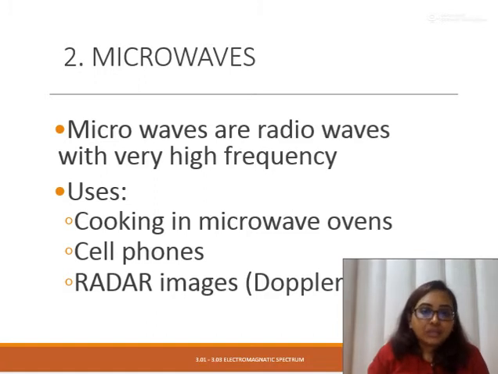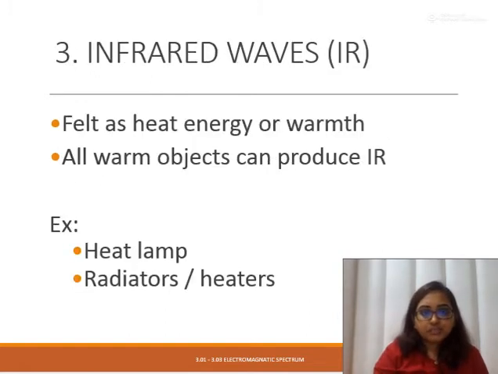Second is the microwaves. These are also radio waves with very high frequency, that is comparatively higher frequency. They are used in cooking, in microwave ovens. They are used in cell phones and for radar images.